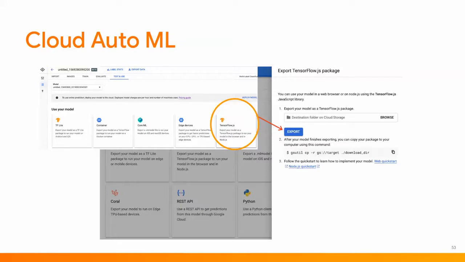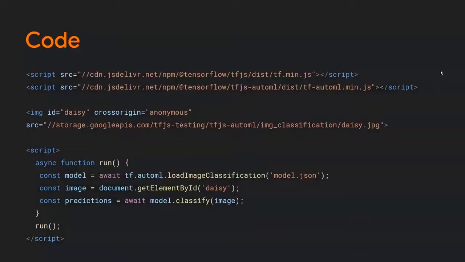And it's super simple to use this exported JSON file. In fact, here's the code all on one slide. All we need to do is include the TensorFlow.js library at the top here. We then include the AutoML library as well. And then below this, we have a new image that we have never seen before. This is just a daisy image I found on the internet. And we can then essentially use this as the image we want to classify.